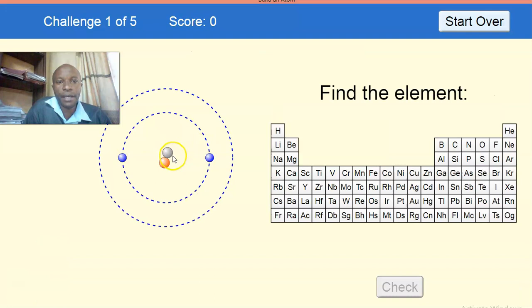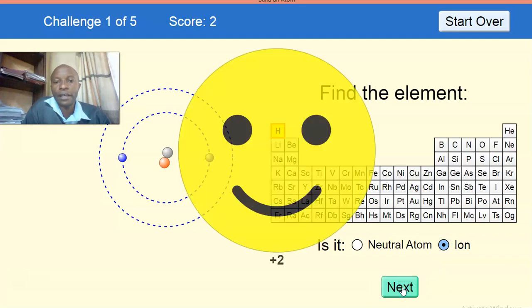So we start from there, and what we are trying to look at is an atom with a proton and a neutron and 2 electrons. What is it? In this case, maybe you can say, is it a hydrogen? Yes. Okay. Is it a neutral atom or an ion? Let's say it's an ion. Then we check, and the smiley face says that that's correct. Then you can move to the next.